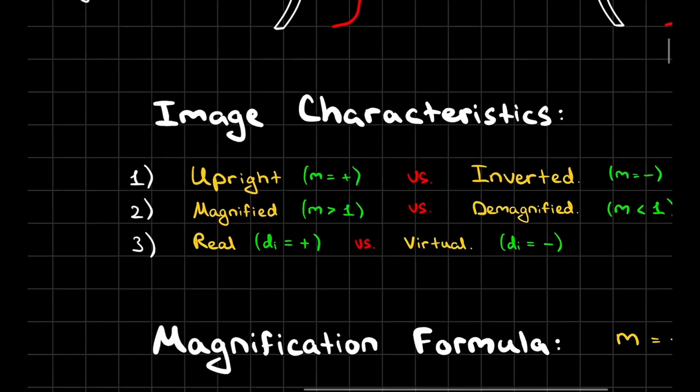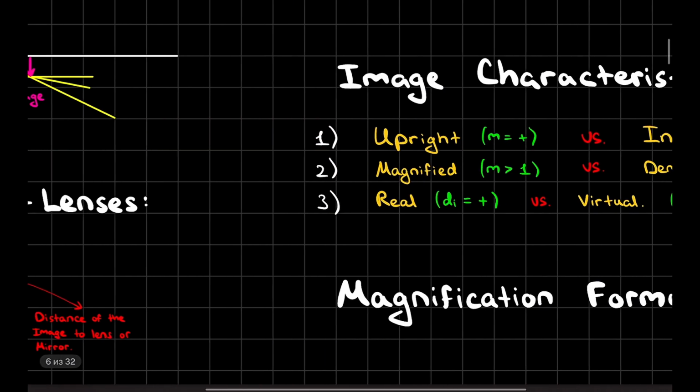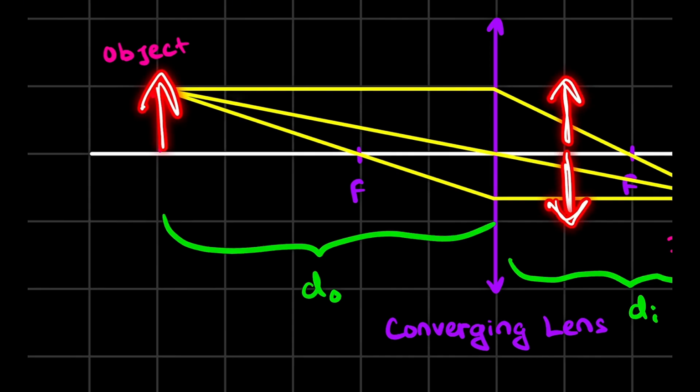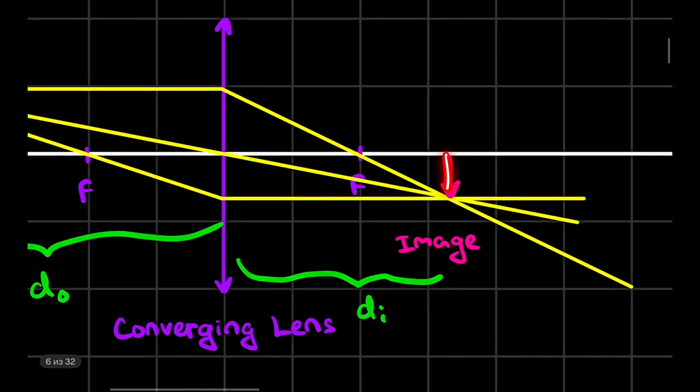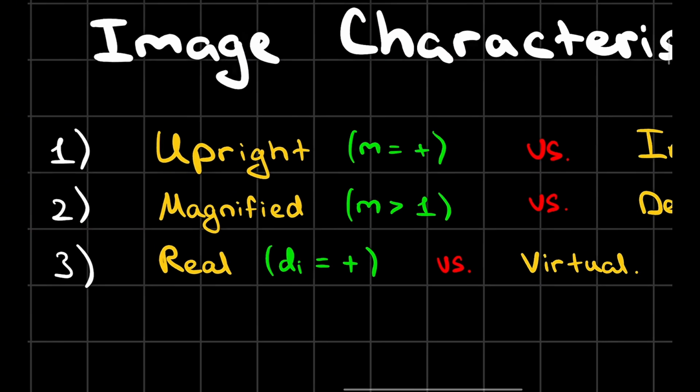But also let's talk about image characteristics. Images can be upright, if our object stands like this one. Then our image can also be upright, but it can also be inverted like this. In our case, you can see that it's inverted. Okay, good. And if upright, we have one more thing called magnification. We're going to talk about it a little bit later.